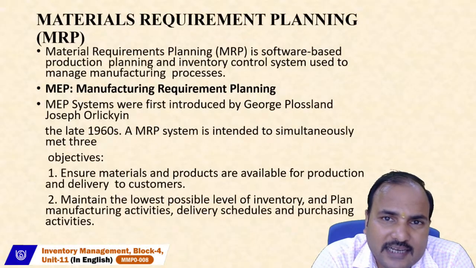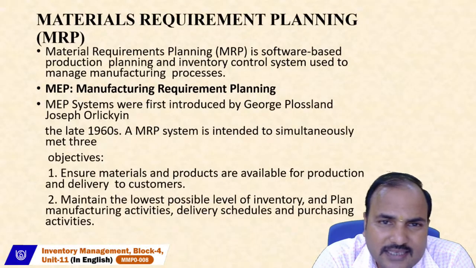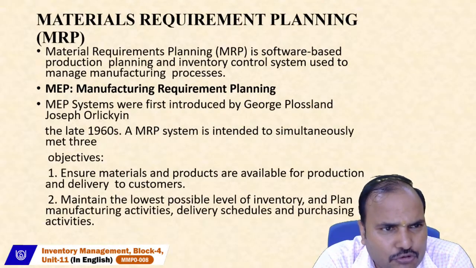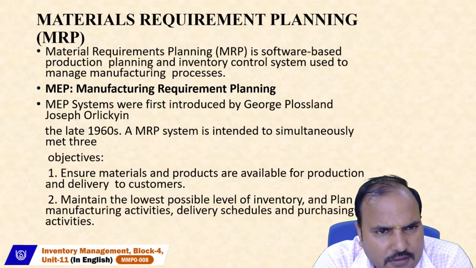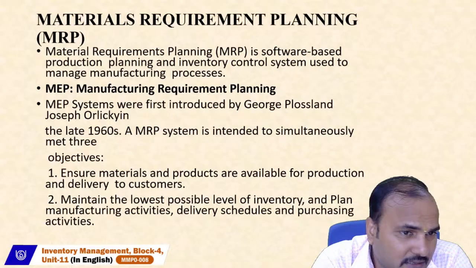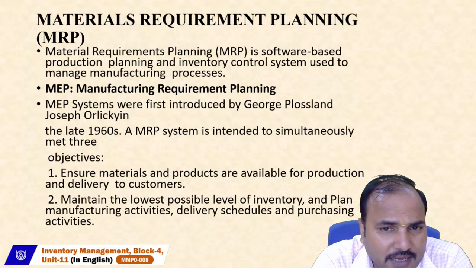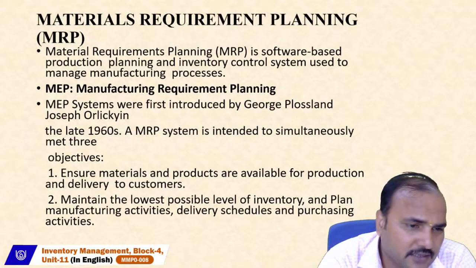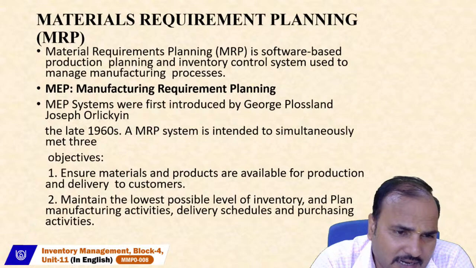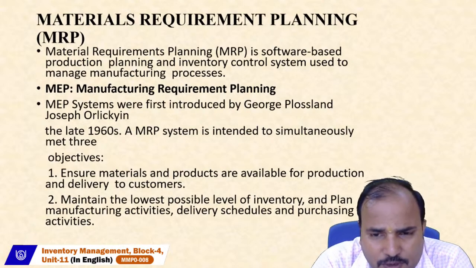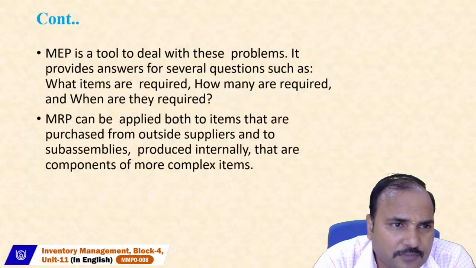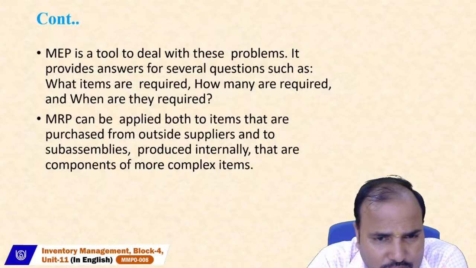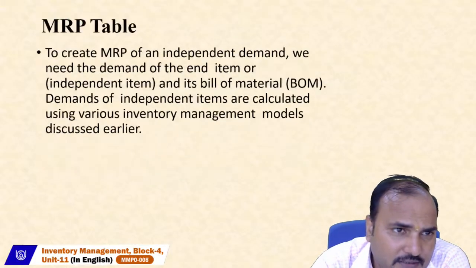Then the materials requirement planning. This planning is a software-based production planning and inventory control system used to manage the manufacturing process. This system was introduced first by George Plossl and Joseph Orlicky in the late 60s. And the objectives are very clear. It ensures the materials and products are available for production and delivery to the customers. MRP can be applied both to the items that are purchased from outside suppliers and to sub-assemblies.